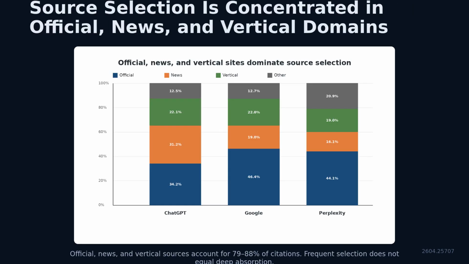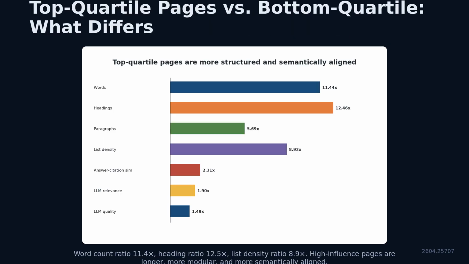Who gets selected in the first place? Looking at source type composition, official, news, and vertical sources dominate the citation pools, accounting for roughly 80 to 88% of citations depending on the platform. High-frequency domains include YouTube, Wikipedia, Reddit, Reuters, and LinkedIn. But here's the key insight from the data. Being selected often does not mean being deeply absorbed. The domain that appears most frequently in the selection pool is not necessarily the one that most powerfully shapes the generated answer. What predicts whether a page gets deeply absorbed? The structural evidence is striking.